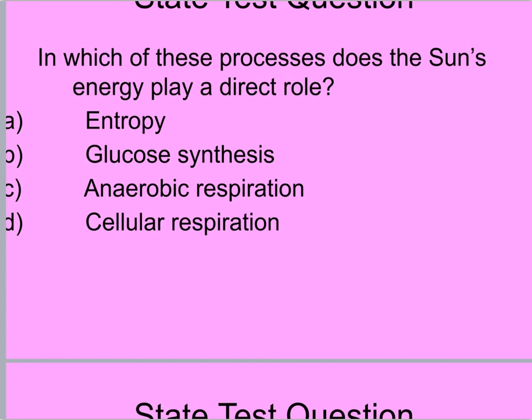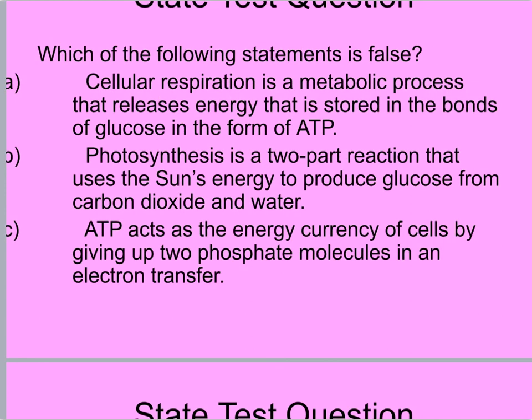In which of these processes does the sun's energy play a direct role? Well, hopefully you're thinking about photosynthesis. Photosynthesis is not respiration, but photosynthesis does produce glucose, so you might see it as glucose synthesis also. Which of the following statements is false? Cellular respiration is a metabolic process that releases energy that's stored in the bonds of glucose to form ATP. That is true. Photosynthesis is a two-part reaction that uses the sun's energy to produce glucose from carbon dioxide and water. That is also true.